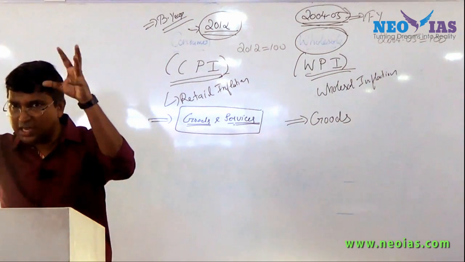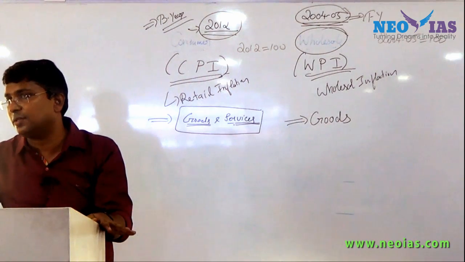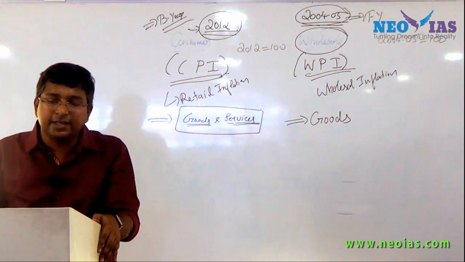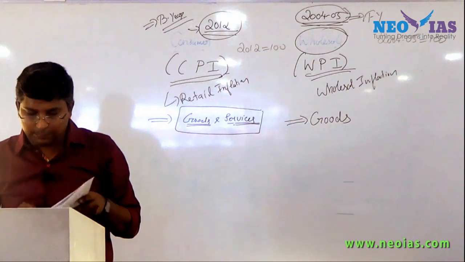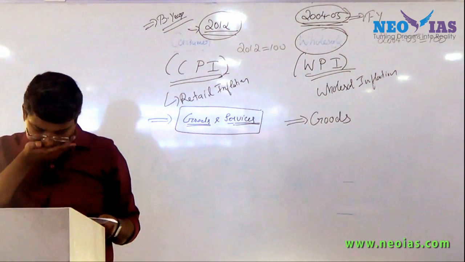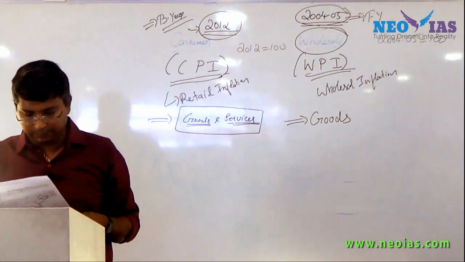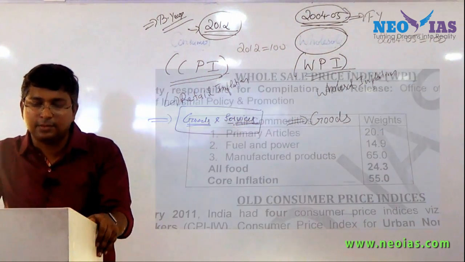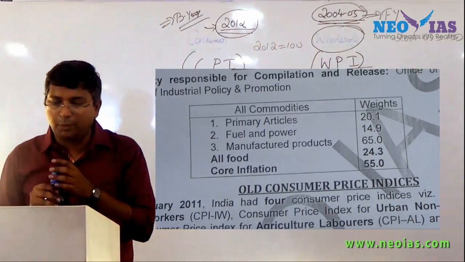So basically there are three major components under wholesale price index. One is manufactured products, then fuel and related items, third is primary articles. It's there in the material, just note it down and write it as important. Page number 2. In page number 2, have you seen the wholesale price index? There is a box there, write that important in that box, right?